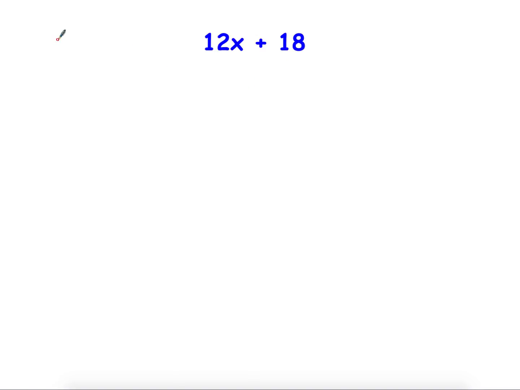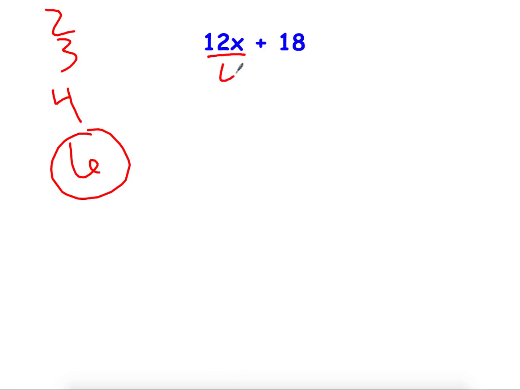I have 3 as a possible factor. I have 4. And I also have 6. I also have 2. There's a lot of common factors here, but we always want to pick the greatest. And 6 would be our largest common factor here, because if I divide both of these by 6, it would be an even value.